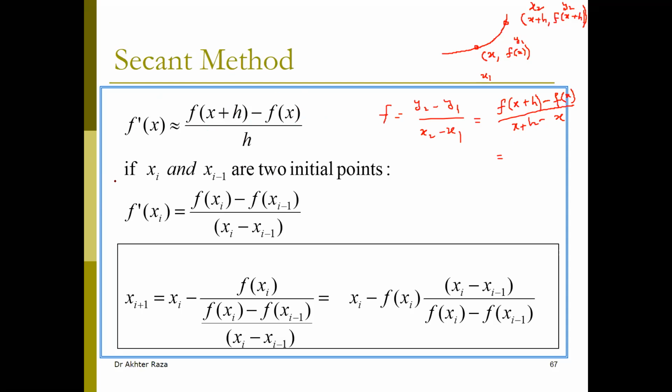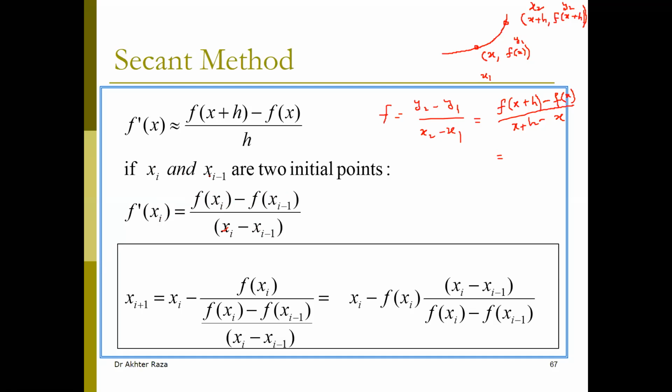This can also be written with the help of iteration. Instead, the new point is represented by xi and the previous point by xi minus 1. So we can write this formula of slope as f of xi minus f of xi minus 1, where f of xi is y2 and f of xi minus 1 is y1, xi is x2 and xi minus 1 is x1. So y2 minus y1 divided by x2 minus x1. This is another representation with the help of the points xi and xi minus 1.